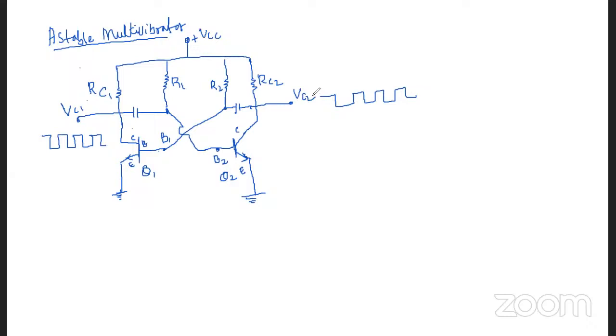Okay. So this is a circuit arrangement for an astable multivibrator. It is also called a free running relaxation oscillator, and it is used generally for the generation of a square wave. Okay, in order to produce the square waveform, we will be using this astable multivibrator. So it's a square wave generator.